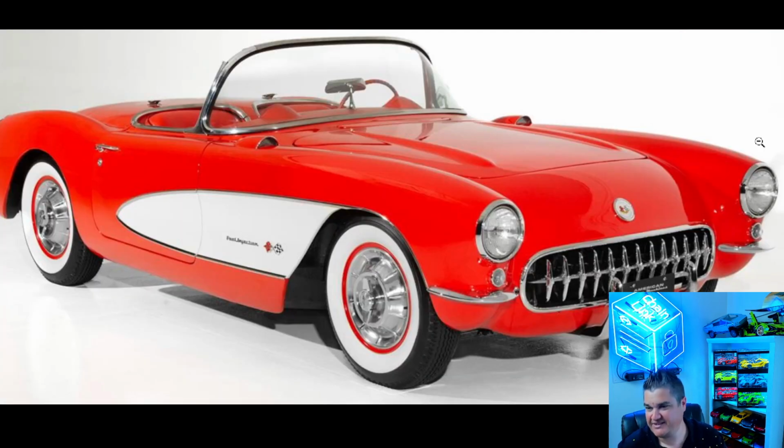All right, car of the day, in your face. 57 Chevy Corvette convertible. Probably my favorite old school Corvette. These are going up in value if you find them in good shape. I mean, they're over 100K. So that looks about as brand new as you can get, I think.